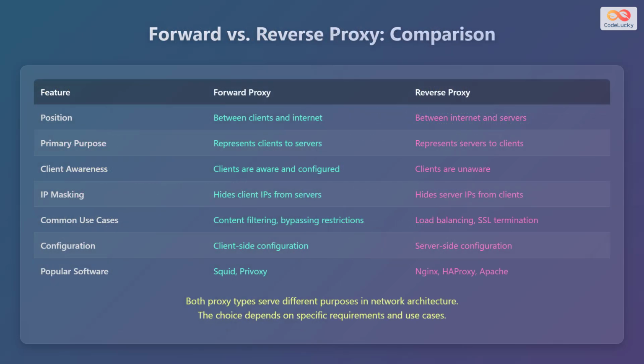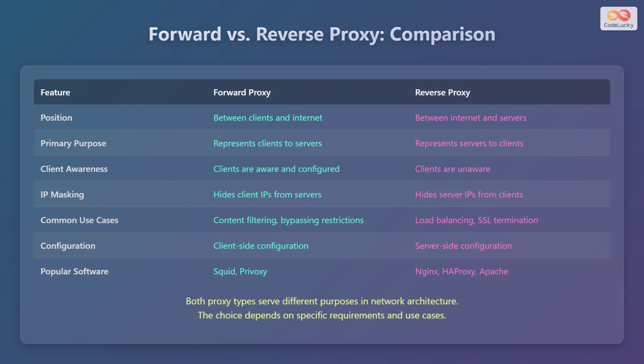Let's compare forward and reverse proxies to highlight their key differences and use cases. A forward proxy sits between clients and the Internet, representing clients to servers. In contrast, a reverse proxy sits between the Internet and servers, representing servers to clients. Clients are aware of and configured to use a forward proxy, while they are generally unaware of a reverse proxy. A forward proxy hides client IPs from servers, whereas a reverse proxy hides server IPs from clients.